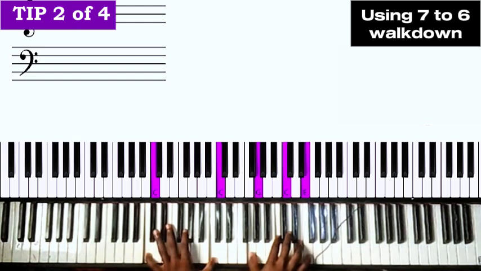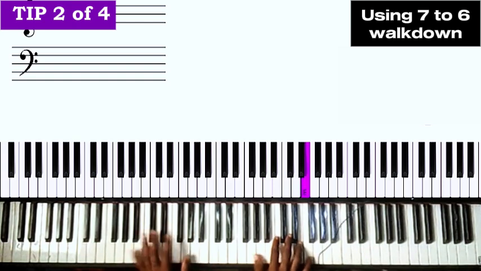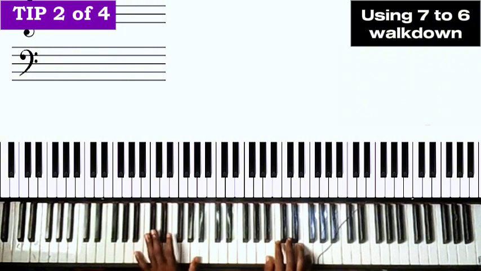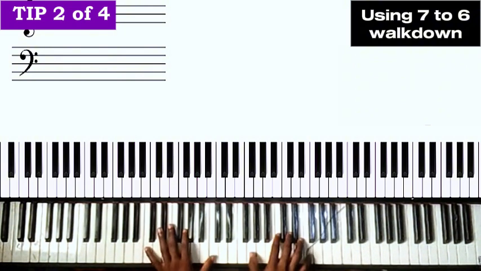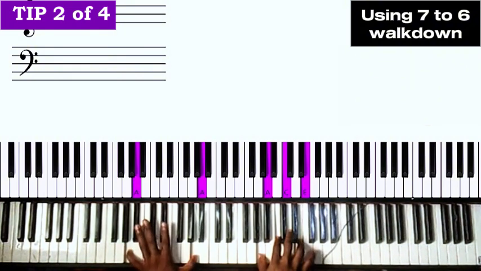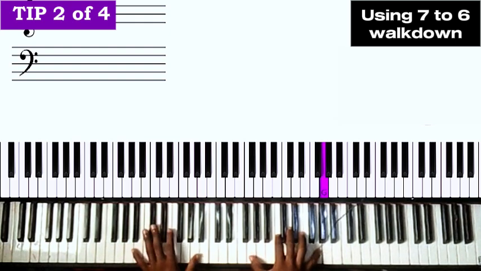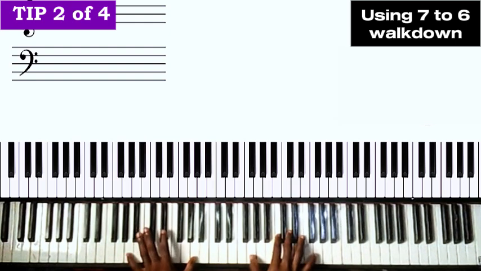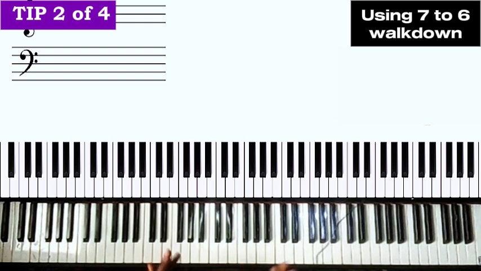Maybe you're on the 1 and you want to get to your 6th chord, which is this. You can just pass through the 7, which is this. So it's going to be like this: 1, 7, 6. 1, 7, 6. Okay, so let's see how this works in a worship song so that you have a better understanding.